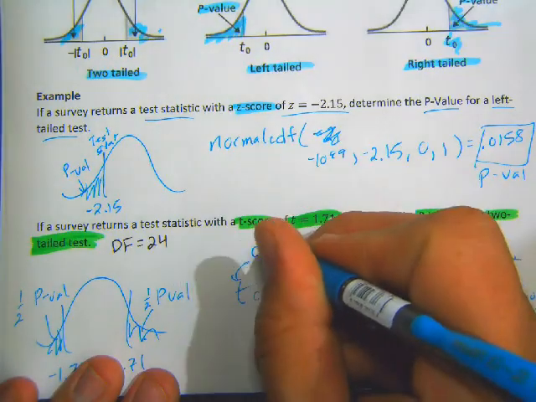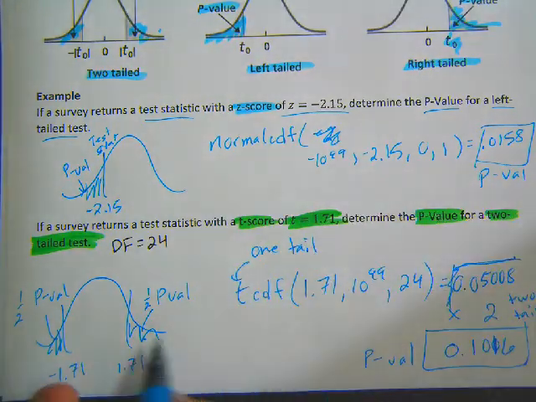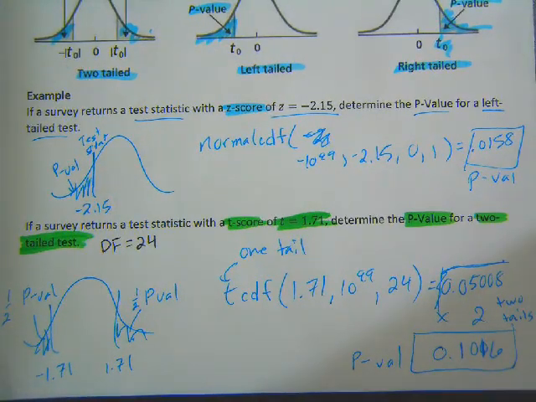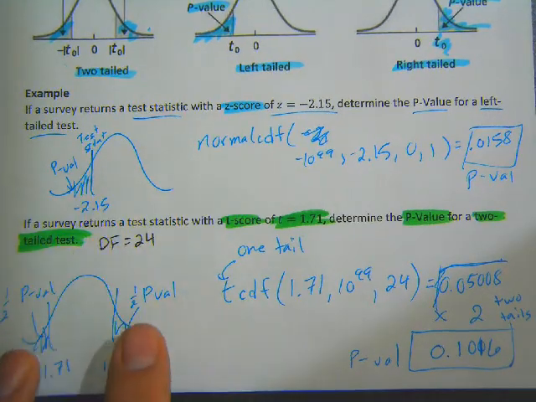This was just one tail. We just found this area, so I had to double it. So that's the big thing you have to be careful about when you're doing these p-values. You have to pay attention. Are you doing a one-tailed test or a two-tailed test?